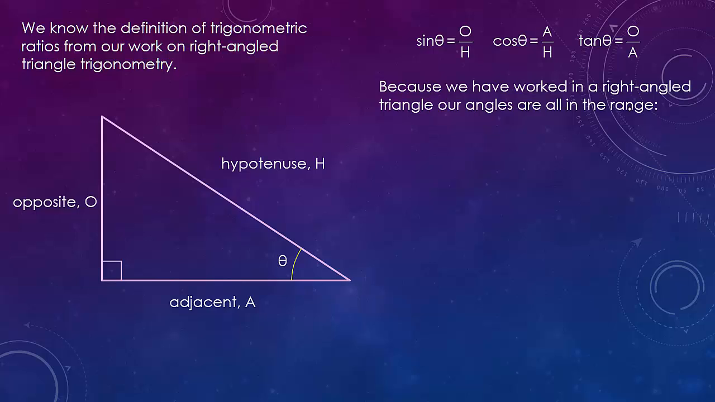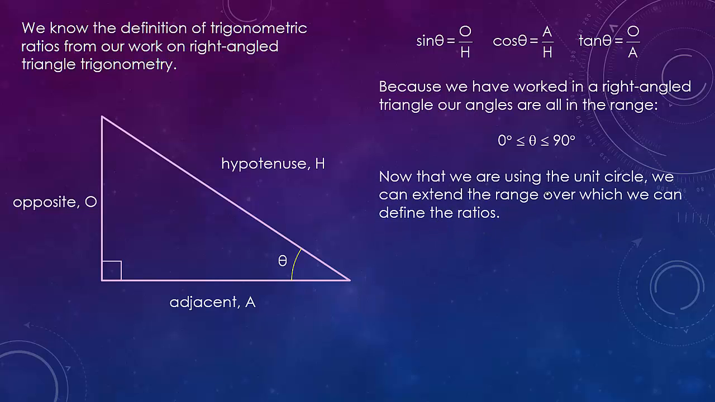Because we have worked in a right-angled triangle, our angles all have to be in the range between 0 degrees and 90 degrees. Remember, the three angles add up to 180 and this one's already 90. So the angle theta here can only go between 0 and 90.